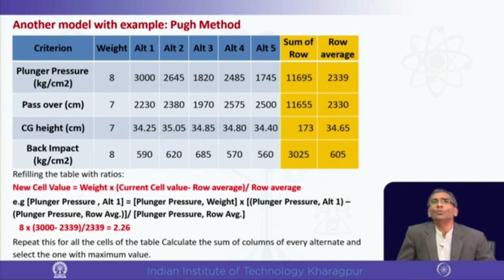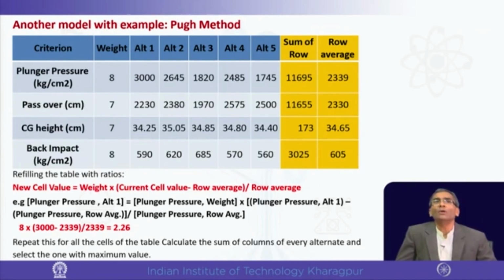Now, when we go to the yellow columns, the first column is the sum of row, that is a summation. Basically our objective is not to find the summation, but to find the row average. Summation is just a help, that is why it has been listed, but you could write directly to row average, absolutely not a problem. So, 3000 plus 2645 plus 1820 plus 2485 plus 1745 is equal to 11695. If we divide that by 5, the answer is 2339, that is the row average.